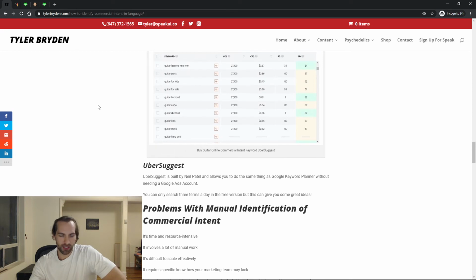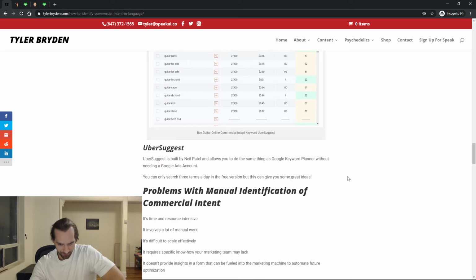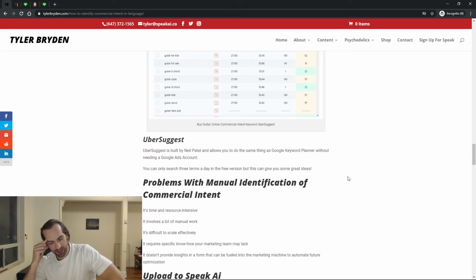Google Keyword Planner is a great tool and will give you a lot of insights into this. Now, what's really interesting is what I had mentioned earlier, that doing this manually is a ton of work.